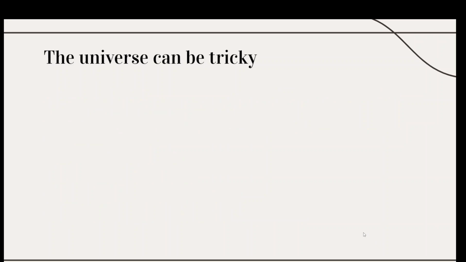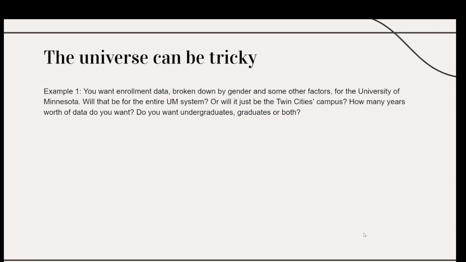So let's go back to the universe. That can be super tricky. So I've put together a few examples that can help illuminate what that might look like. So let's say you want enrollment data broken down by gender and some other factors for the University of Minnesota. Well, first of all, the University of Minnesota is actually a system, but they have different campuses. So do you just want the Twin Cities campus, or do you want the whole system? How many years worth of data do you want? And they go by school years, so it's September to May.